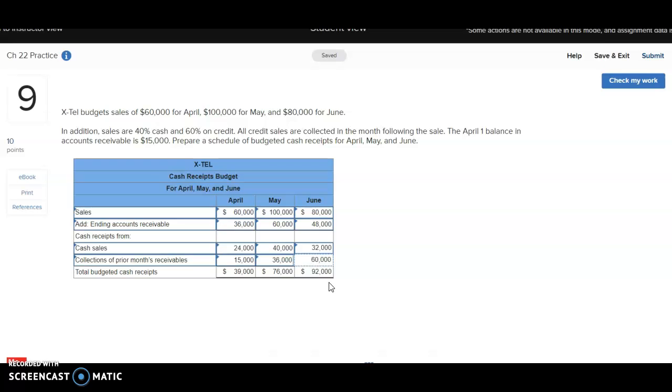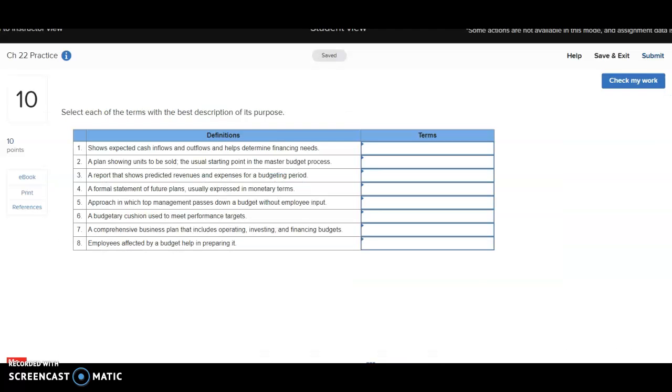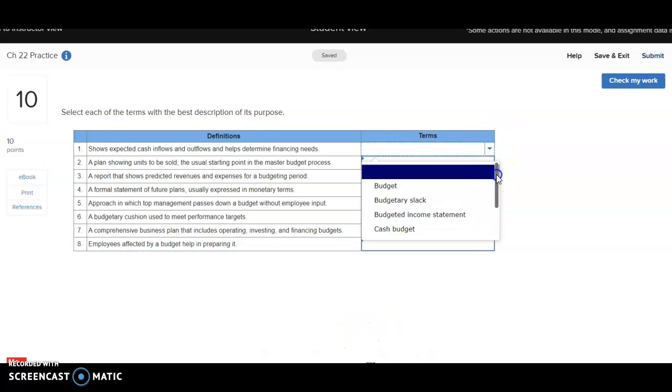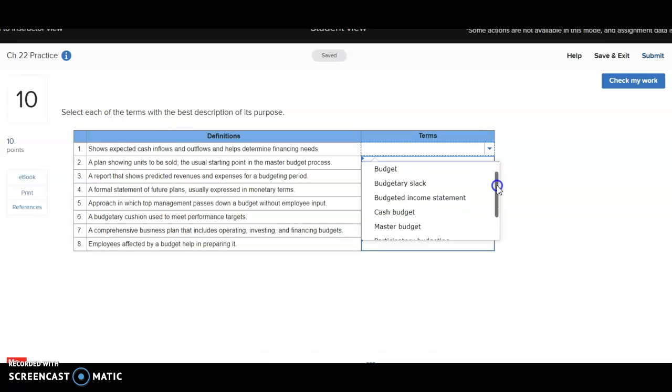Our last problem is going to help us match up our terminology so that we understand the different terms that go along with budgeting. All right, so the first one says it shows the expected cash inflows and outflows and helps determine financing needs. Let's look at our choices: budget, budgetary slack, budgeted income statement, cash budget, a master budget, participatory budget, sales budget, and top-down budgeting. So we can use those terms to select from.